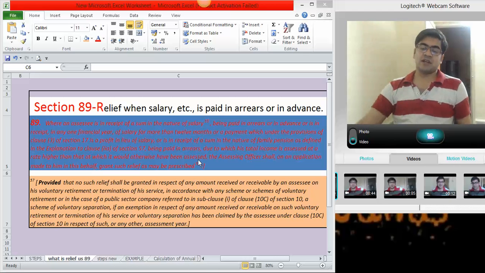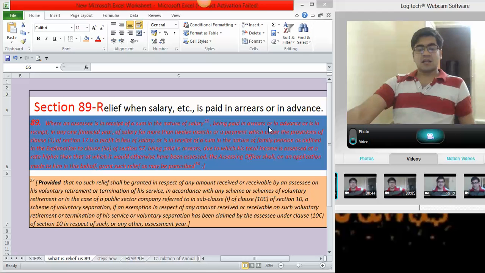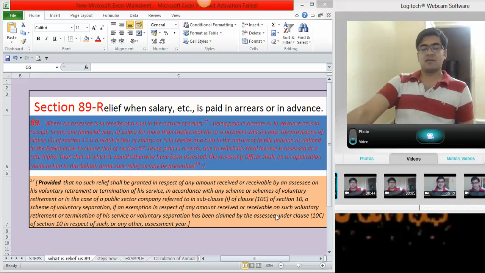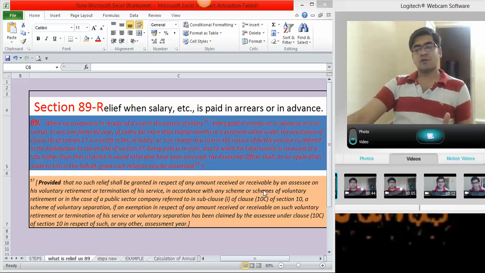And the last line says that due to the arrear, your total income is assessed at a rate higher than that at which it would otherwise have been assessed. So due to that arrear of salary, your tax liability has increased in the current financial year. So the government is allowing you one relief from the taxes. How to calculate that relief?